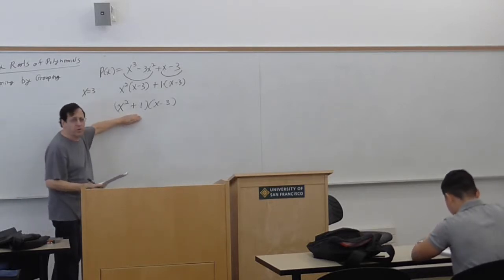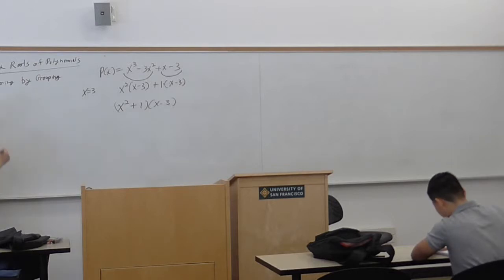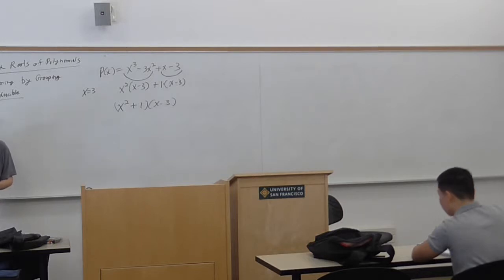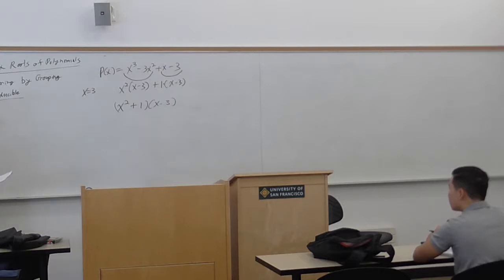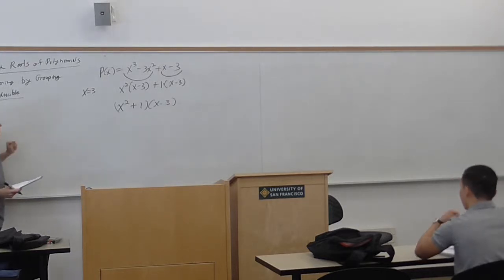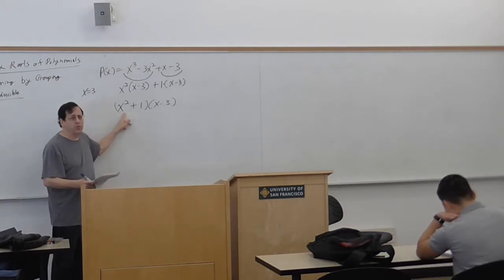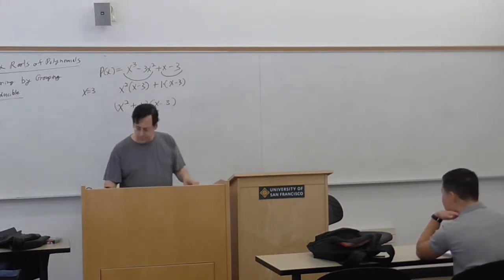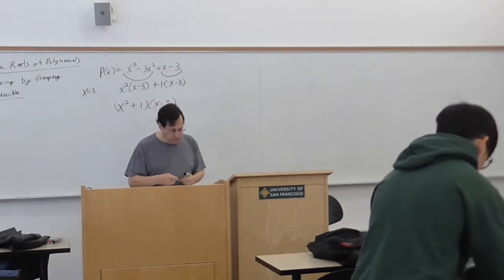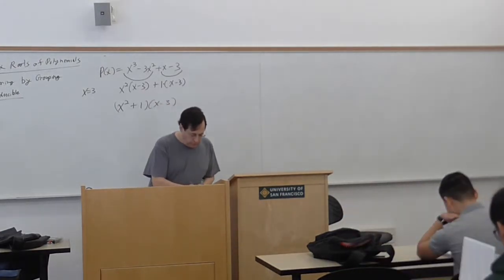But now we're stuck here. We have this x squared plus 1, which we referred to previously as being irreducible. But of course that was under the constraint that we were dealing with real numbers. Now we're dealing with complex numbers, and we know that there have to be 2 roots hidden in here. So the question is, what are those roots?